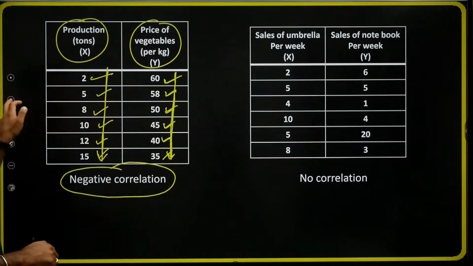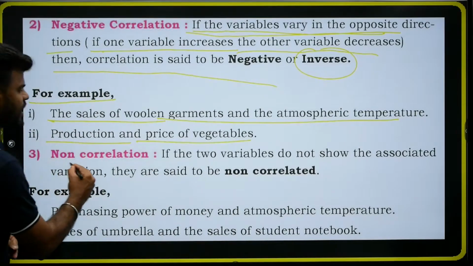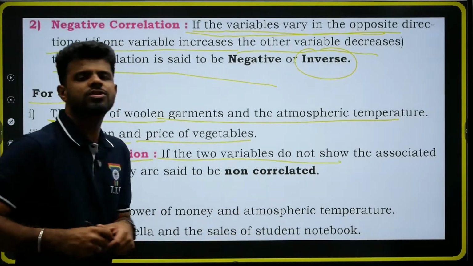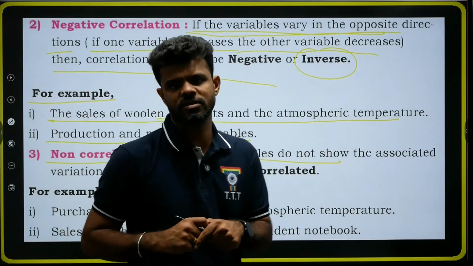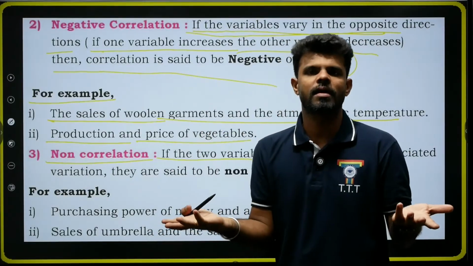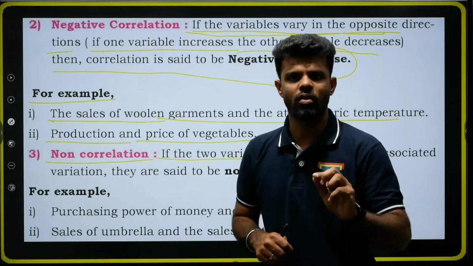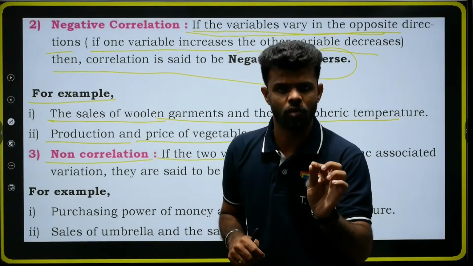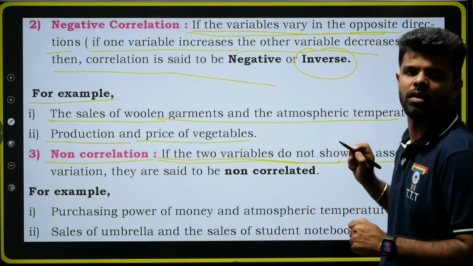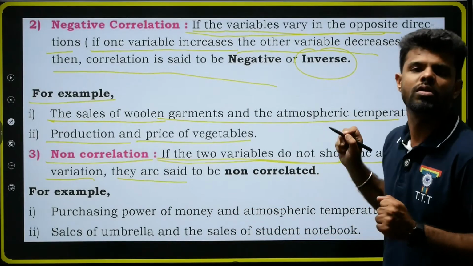So next we will start with the third type of correlation, that is called no correlation, or we can say non-correlation. That means if the two variables do not show any association or relationship between them, if there is no relationship of any kind between those two variables, then such two variables are said to have no correlation, or non-correlation. So what do you mean by this? If the two variables do not show the association variation, they are said to be non-correlated.